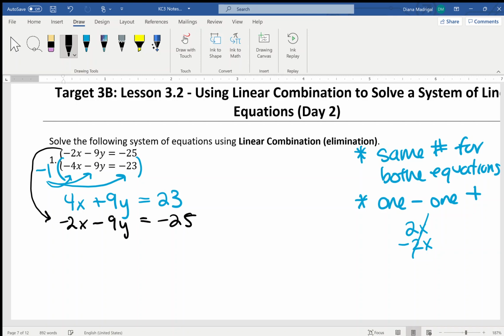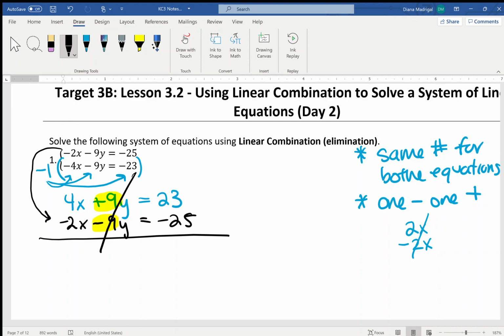Again, I just bring it down. I didn't do anything to it. Just bring it down. Now you can go ahead and eliminate y. As you can see, now I have positive 9y and negative 9y, which cancels out. 9 minus 9 gives me 0.